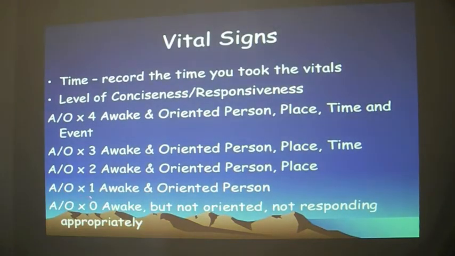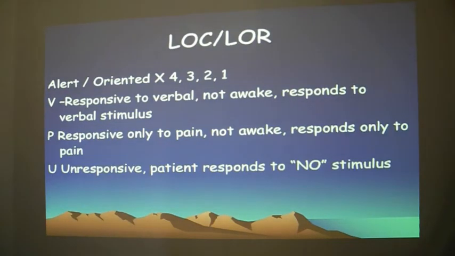The next is A&O times 1. This person's awake, oriented only to the person. So they know who they are, but they know nothing else. And then somebody who is A&O times 0, that means they're awake, but they are not oriented, they're not responding appropriately to any type of questions that you might ask them.